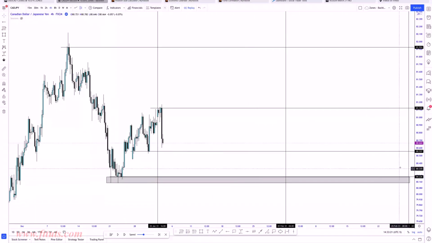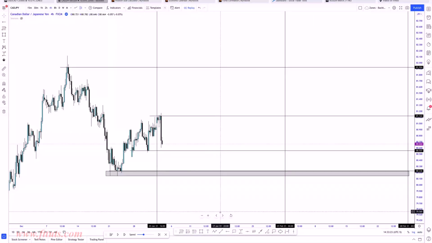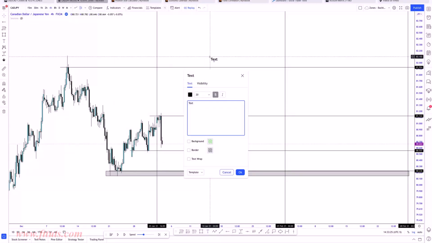So remember, 4-hour example, I should say. You want to make sure we're always focusing on quarter prices: 200, 500, 800, and 1,000. An example of a 1,000 price in this pair would be 82. That would be a 1,000 price. A 200 price would be 82.200. A 500 price would be 82.500, and the 800 price would be 82.800. And then the next 1,000 price would be 83, and then 83.2, etc., etc.